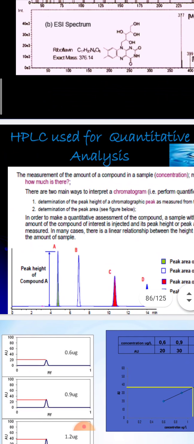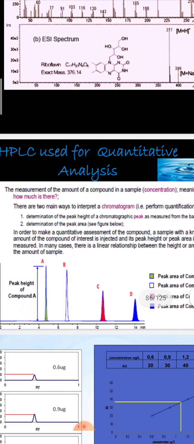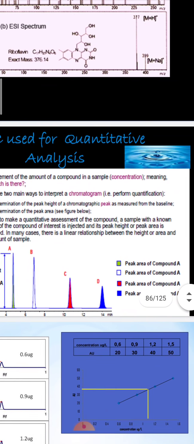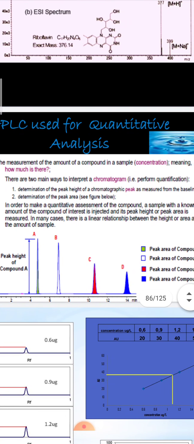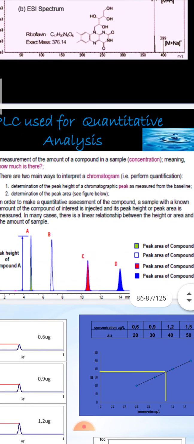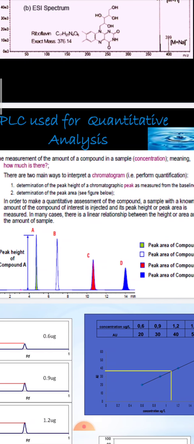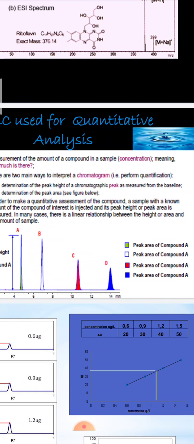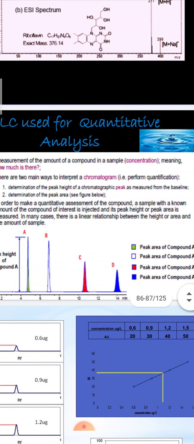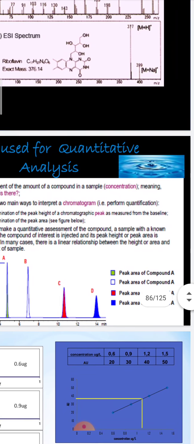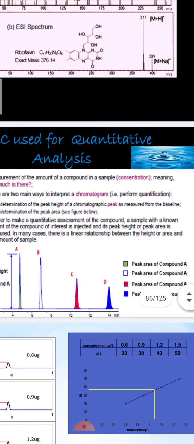Then what about the quantitative analysis? In quantitative analysis, the measurement of the amount of the compound in a sample is done. That is, how much concentration of that particular compound is present in the sample. There are two main ways to interpret a chromatogram for quantification. One is the determination of the peak height of the chromatographic peak as measured from the baseline, and the second one is the determination of the peak area.